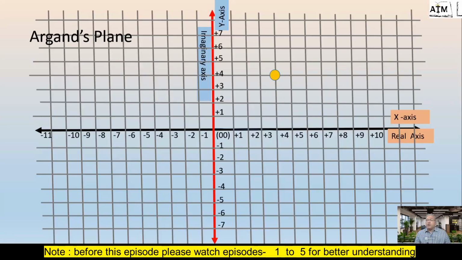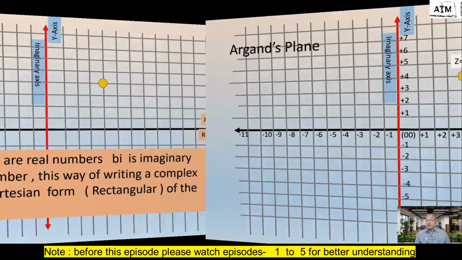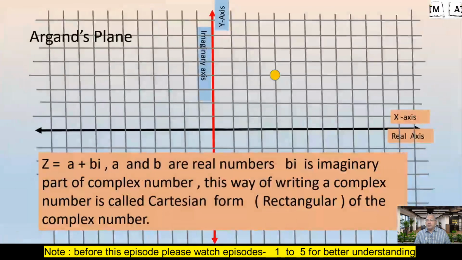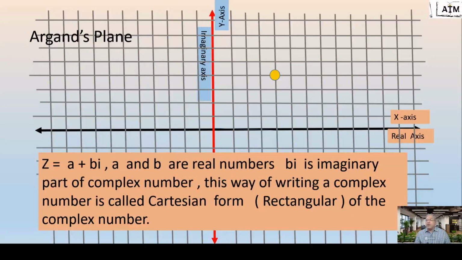From episode 1 to episode 5, we have seen a complex number can be written in the form z equals a plus bi, where a and b are real numbers. Bi is the imaginary part of the complex number. This way of writing a complex number is called Cartesian form. It is also called the rectangular form of the complex number.